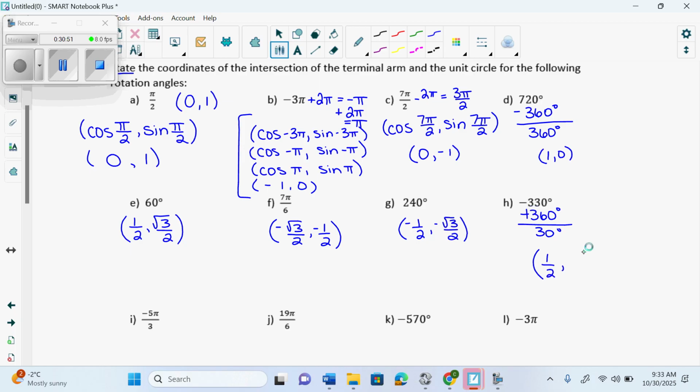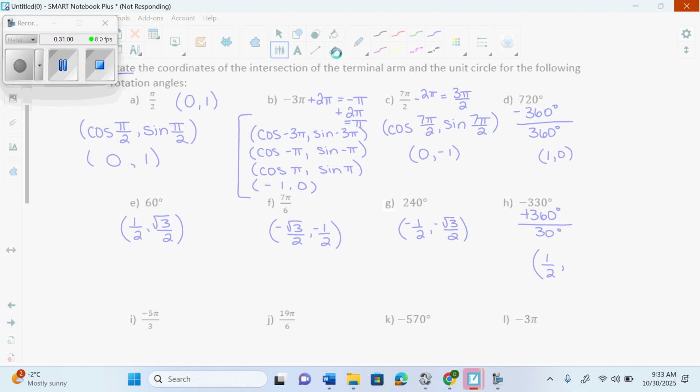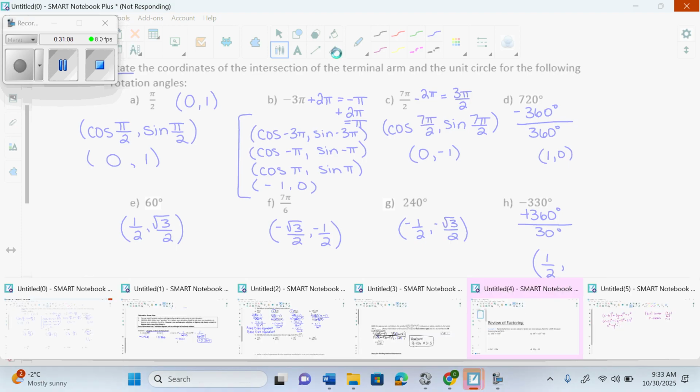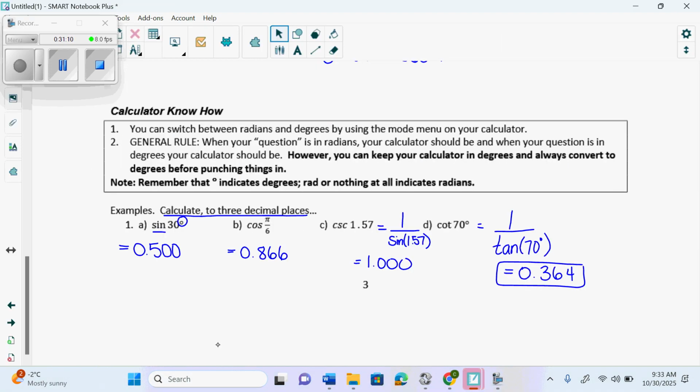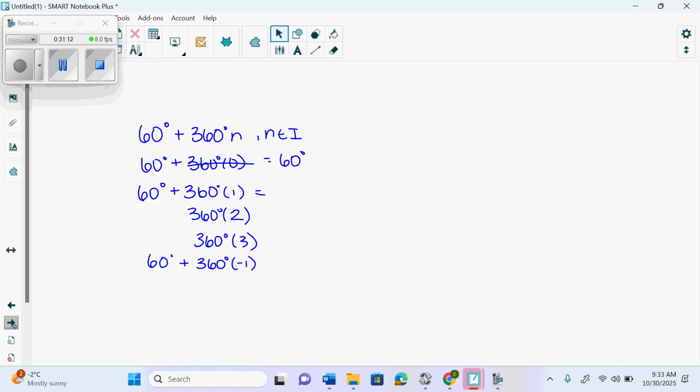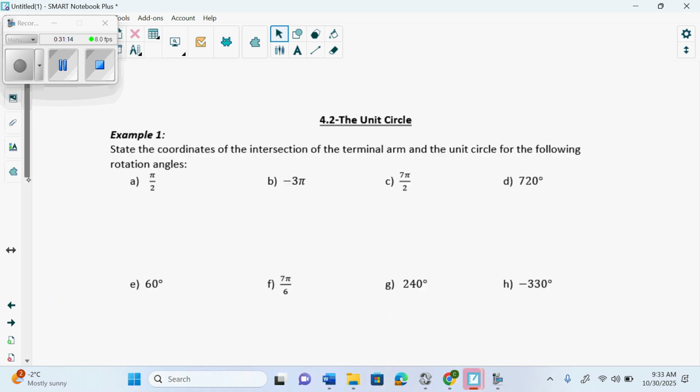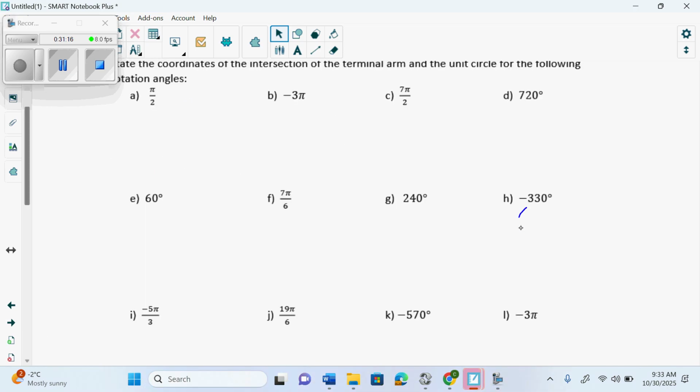That's a lie. Root 3 over 2, comma a half. My brain is, no, please don't freeze. I'm just going to borrow the next classes. Alright, this one is root 3 over 2, comma a half.